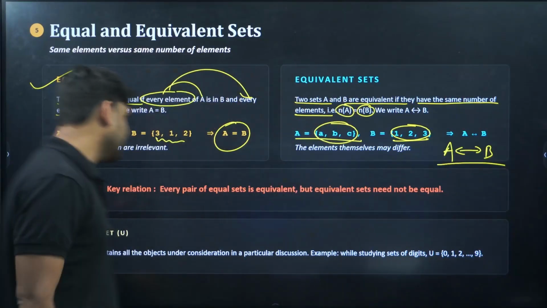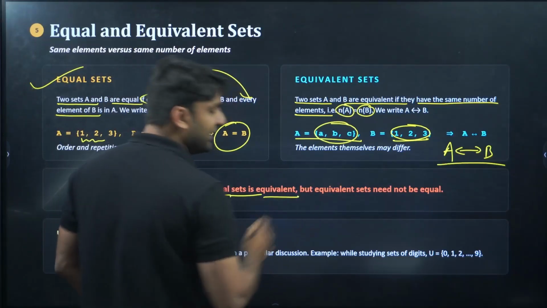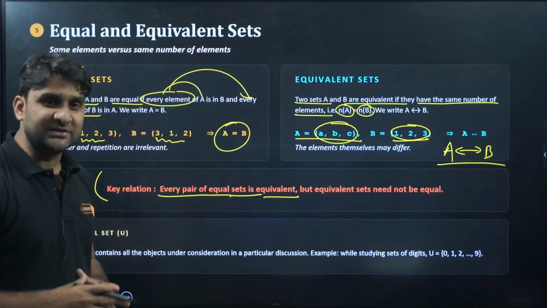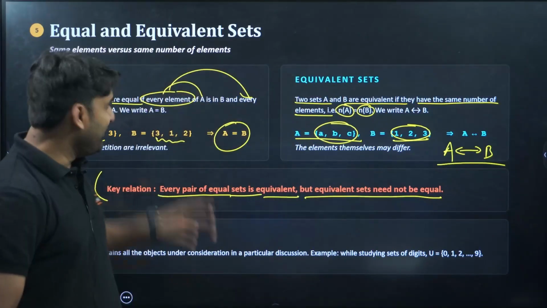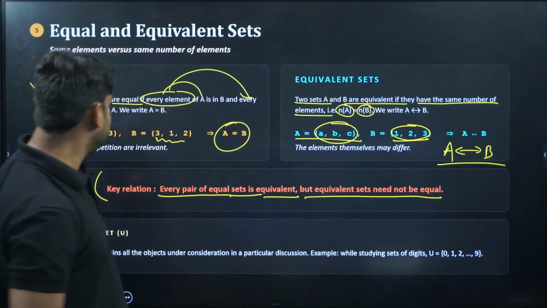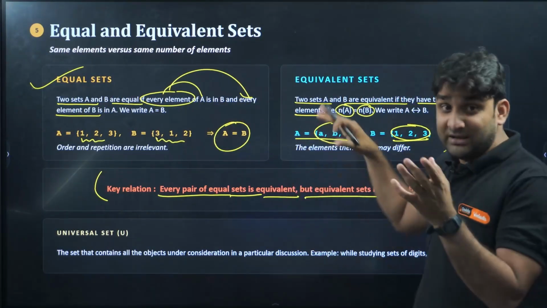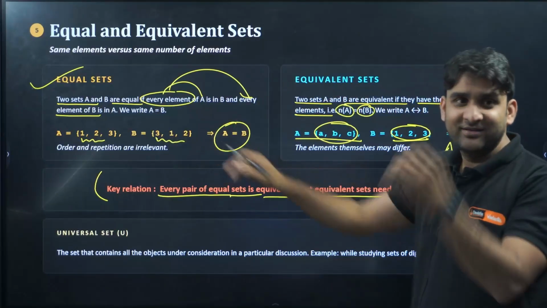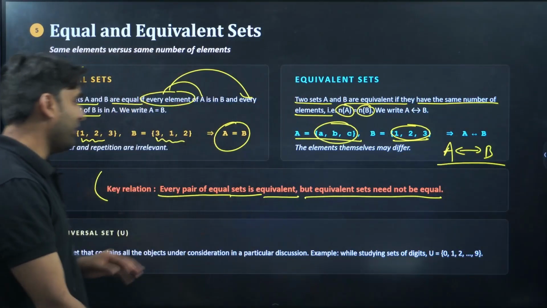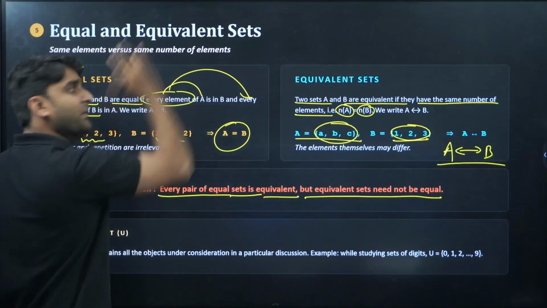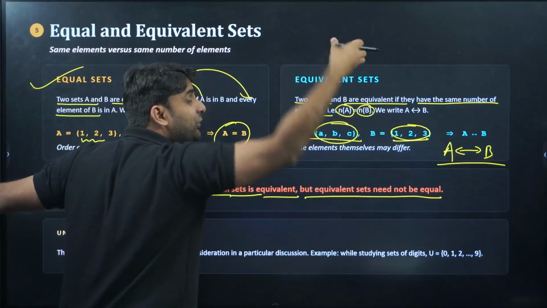This is the difference, guys. Look, key relation: every pair of equal sets is equivalent. Yes, every pair of equal sets is equivalent, but equivalent sets need not be equal. If the sets are equal, the pair will be equivalent also, but it is not necessary that equivalent sets will be equal sets, right? This is really very important. Equal sets may be equivalent, but equivalent sets are not necessarily equal.